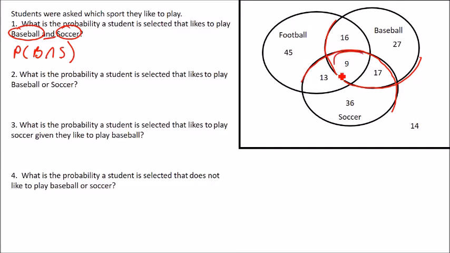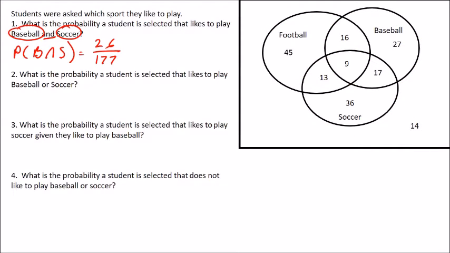That is in right here, the 9 and the 17. 9 is in both baseball and soccer at the same time. 17 is in both baseball and soccer at the same time. It doesn't matter that the 9 is a part of the football. It's in both of those, so it counts. So as far as the probability of baseball and soccer, 9 plus 17 would be 26 out of the total of 177 students. The 177 comes from adding up all of the numbers in here, all the students there. Okay, so there was number one.